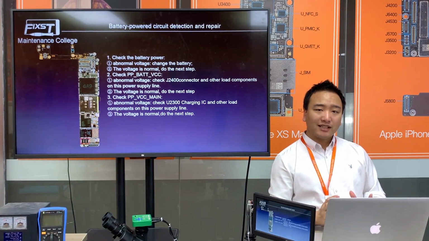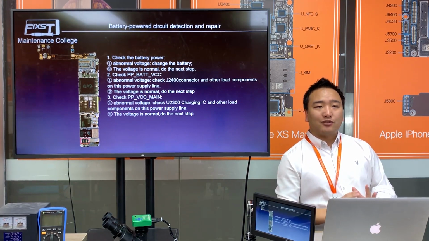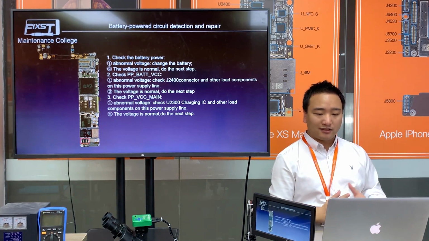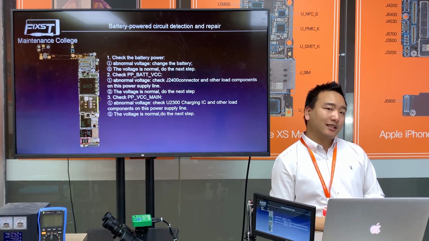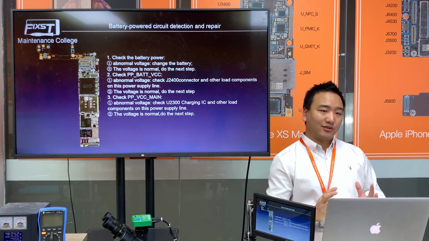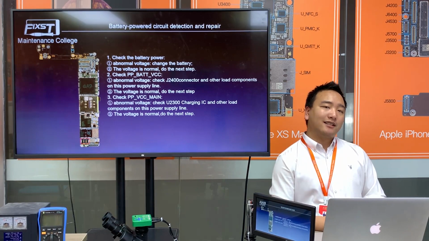Now coming to the class. Before, we have been talking about the power-on circuits: one is the battery power circuit, one is the CPU circuit, one is the PMU circuit, and one is the NAND circuit. And now we will show you the solution. When the phone has these kinds of power problems, how do we check and troubleshoot step by step? This time, we first talk about the battery power circuit, how to detect and how to repair.